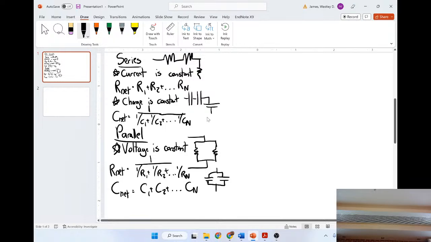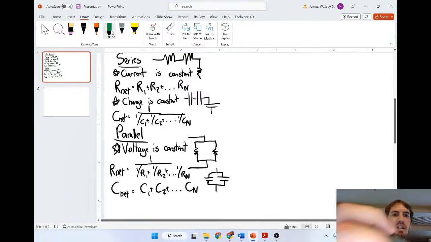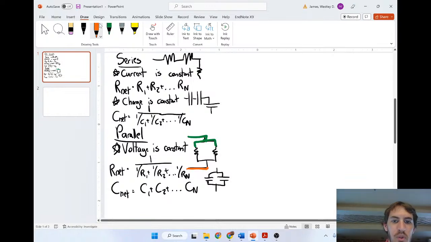Yeah? Voltage is constant in parallel resistors? Yes. And capacitors. Yep. And the logic to that, I'll draw some quick colors on here. They both share the same voltage on this side, and they both share the same voltage on this side, so the potential difference is the same. A junction does not change the voltage. When the wire splits, the voltage is the same. Voltage doesn't care about a splitting path.